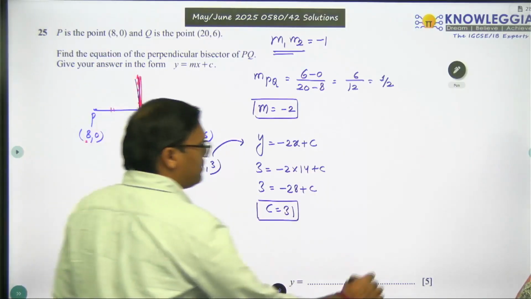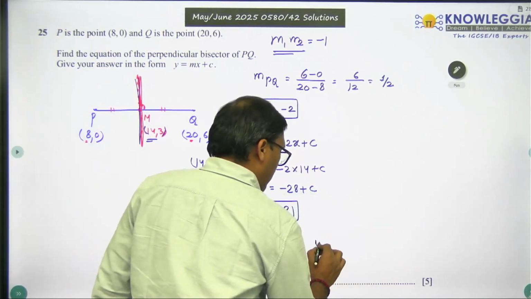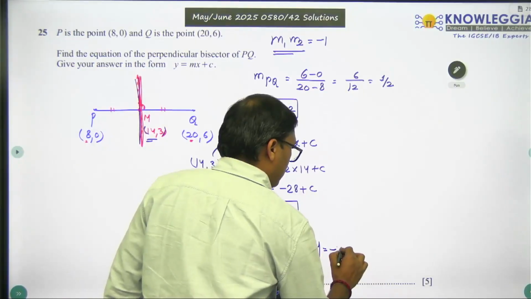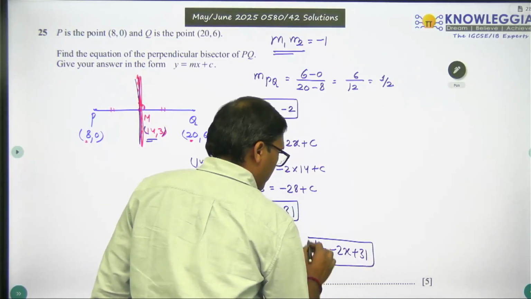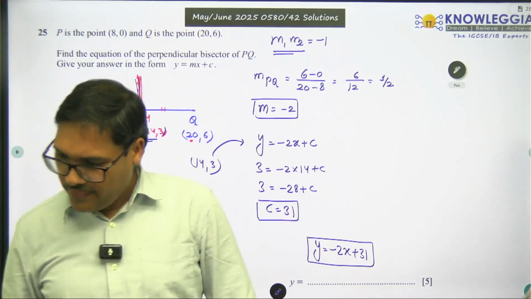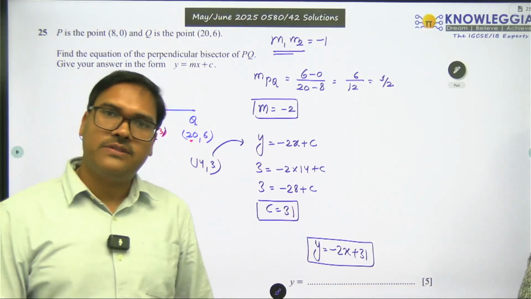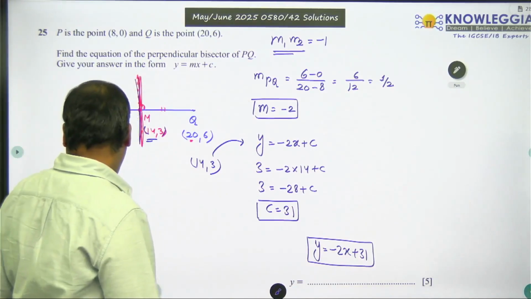So now what is the equation? This is y equal to minus 2x plus 31. That is the answer for this question. Now let's check the answer. Okay. So y equal to minus 2x plus 31 is the correct answer.